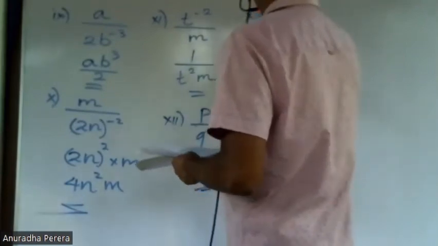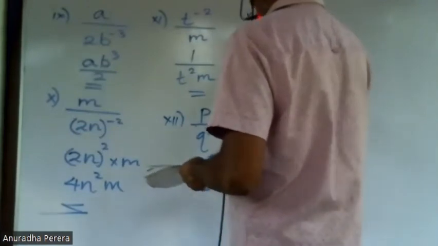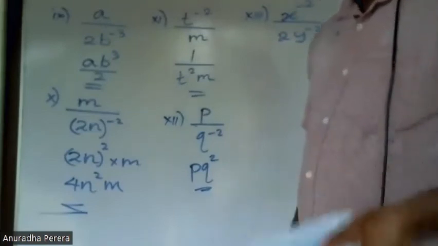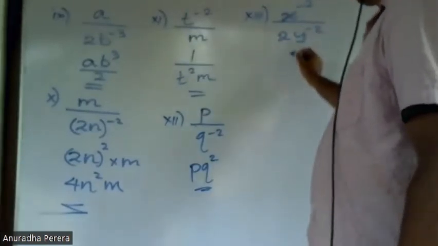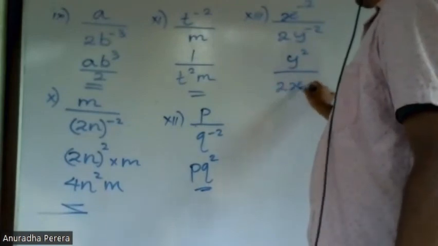x to the power minus 2 over 2y to the power minus 2. Interchange then. y to the power 2 over 2x to the power 2.